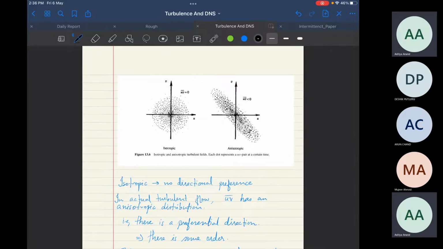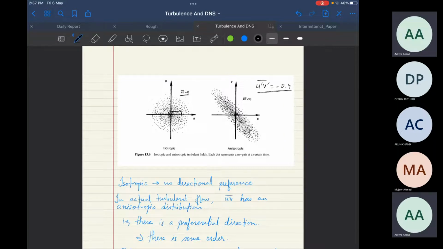So on the left here we have an isotropic distribution of this u v fluctuation correlation. These are individual u and v's. This point actually represents some u on this axis and some v on this axis. Now, if you have an isotropic distribution of u v, your statistical average of that will be zero. But actual turbulent flows do not have an isotropic distribution of u v. So the distribution is slightly skewed, and you get a slight negative value. So for turbulent flows, you get u prime v prime of negative 0.4.